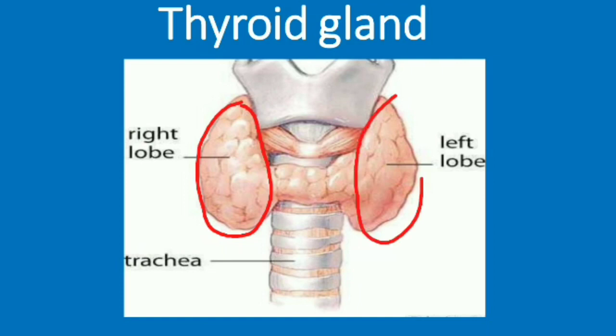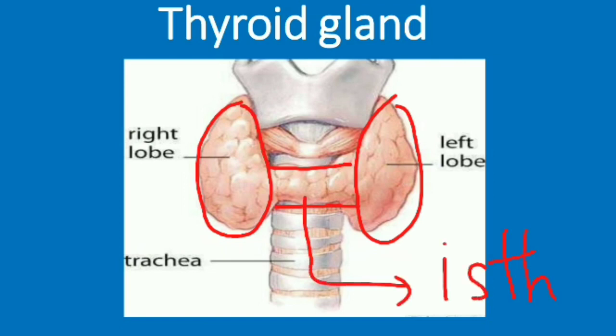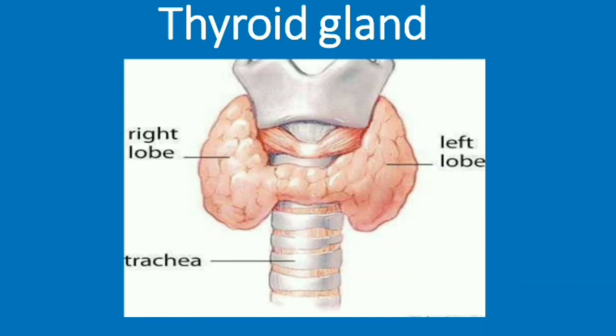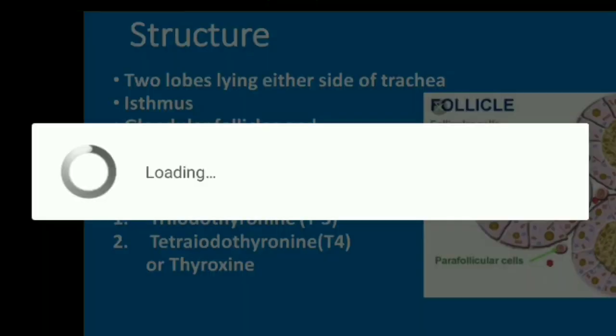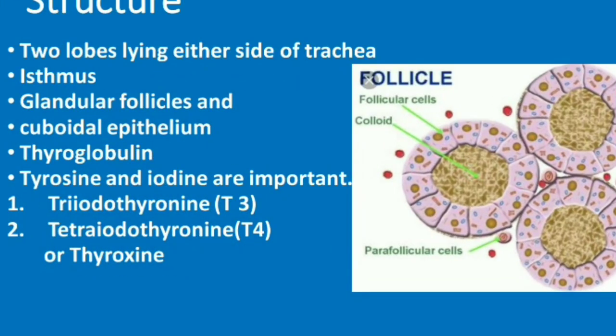It contains two lobes, right and left lobe, which are interconnected by a thick tissue called the isthmus. The isthmus connects these two lobes, and these two lobes lie on either side of the trachea. Once again I am repeating: the thyroid gland contains two lobes lying on either side of the trachea, and these two lobes are interconnected by a thick band of tissue called the isthmus. It contains two types of cells, one is follicular cells, another is epithelial cells.